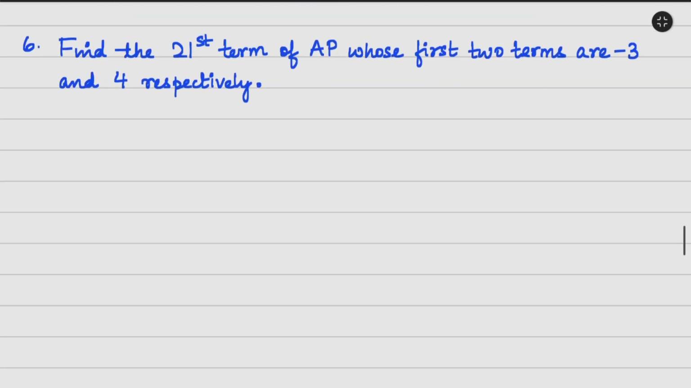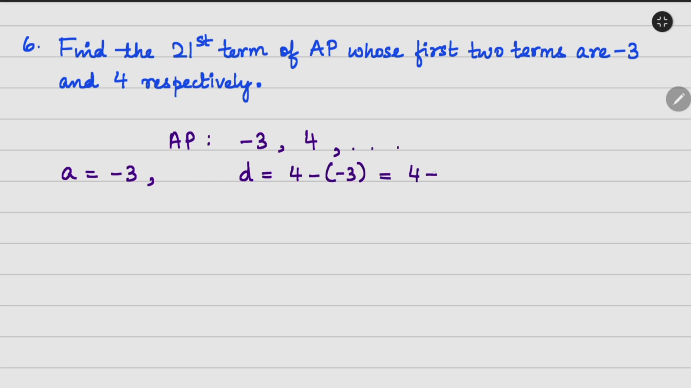Find the 21st term of the AP whose first 2 terms are minus 3 and 4 respectively. So you are given an AP and the first 2 terms are minus 3 and 4, and so on. It goes on. So what is your A? A is the first term, which is minus 3. What is D, the common difference? Second term minus the first term, which is 4 plus 3. That is equal to 7. That's your common difference. If you know A and D, you can find out any nth term.